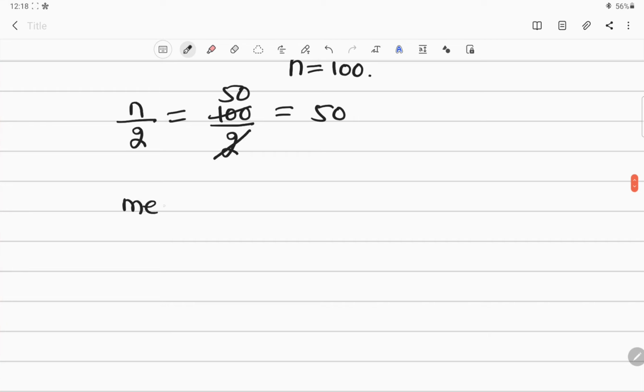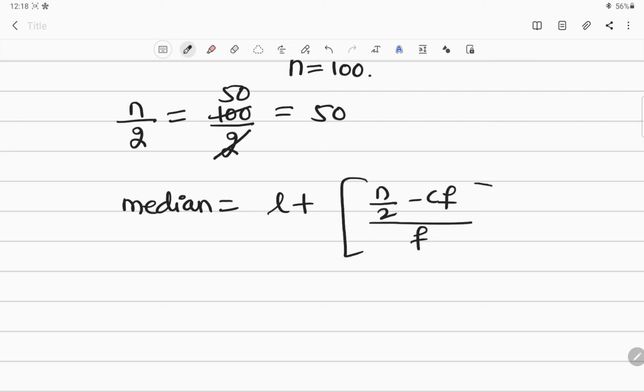So median is equal to, the formula is like this: L plus (n by 2 minus Cf) divided by F, into H. Now what is this L? Let us try to understand. L means the lower limit of the median class.